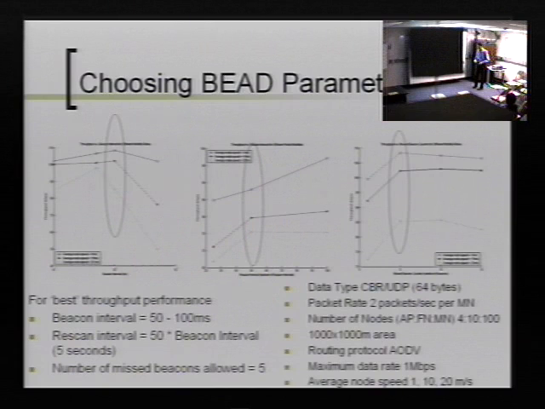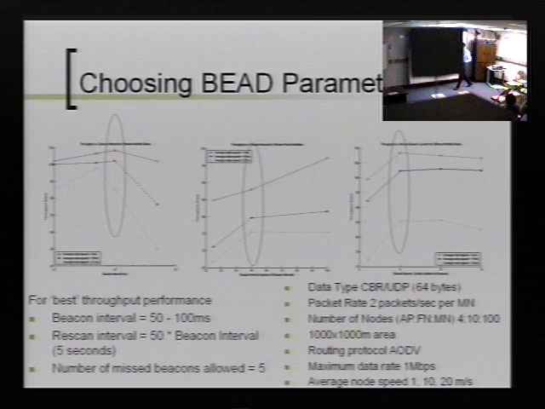What we did was we first wanted to simulate BEAD to obtain the parameters such as the beacon interval and the number of missed beacons that you can tolerate. So we ran some NS simulations with a set of 4 access points, 10 forwarding nodes, and 100 mobile nodes, spread out in an area of 1,000 by 1,000 meter grid. And we used, as I said, AODV as the routing protocol.